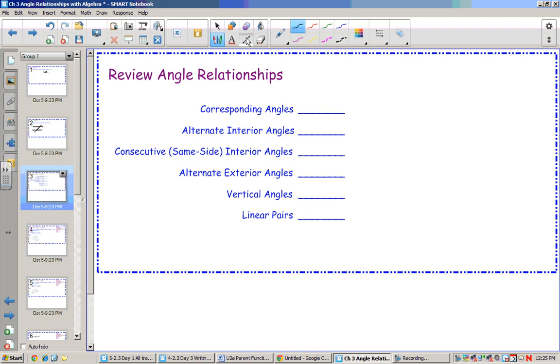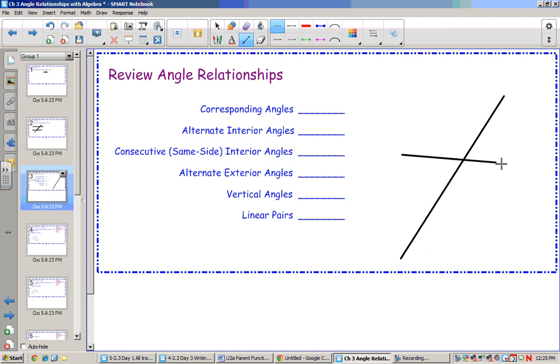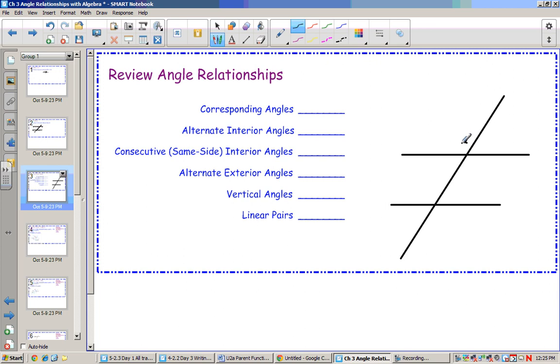Now, if I have something like this, and I have angles A, B, C, D, E, F, G, and H. The corresponding angles are the angles that correspond up here and down from the top to the bottom. So let's say A and E will be corresponding angles. Same with B and F, C and G, D and H.